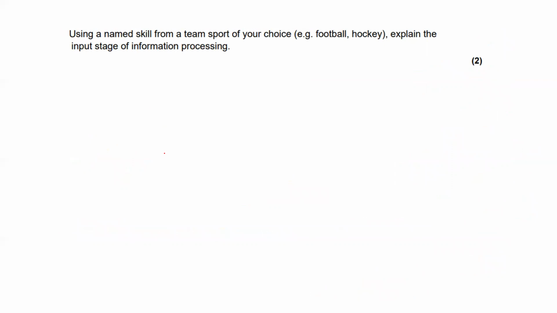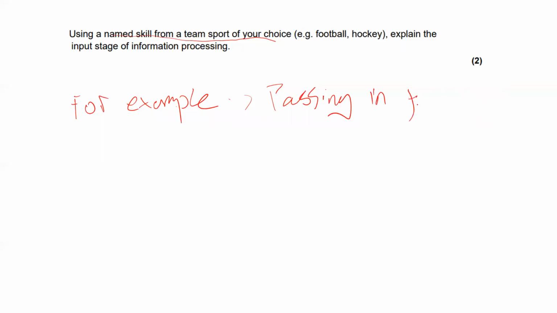Okay, on this one, so a named skill. So again, you have to name the skill when you're explaining your answer. You can't just put down the basic information. So say, for example, a named skill from a team game. I mean, you could go with anything, but let's just go simple. Let's just go passing in football. And then the 2 marks.